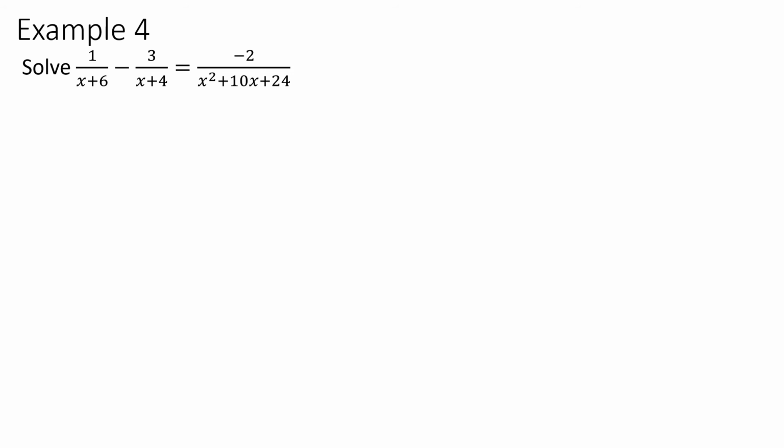Example 4, solve 1 divided by the quantity x plus 6 minus 3 divided by the quantity x plus 4 equals negative 2 divided by the quantity x squared plus 10x plus 24. So I want to note that this is a rational equation, and the reason why it's rational is because there's a variable in the denominator. Now, the moment there's a variable in the denominator, I lose control over what the denominator is, and I run the risk of it equaling 0. Division by 0 is undefined.